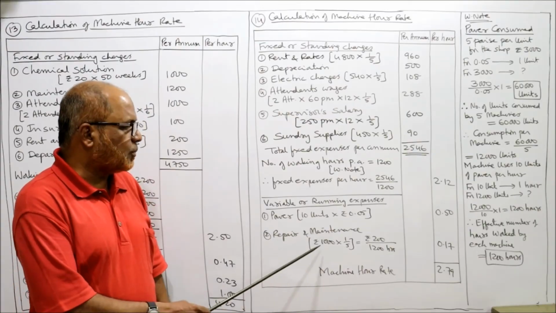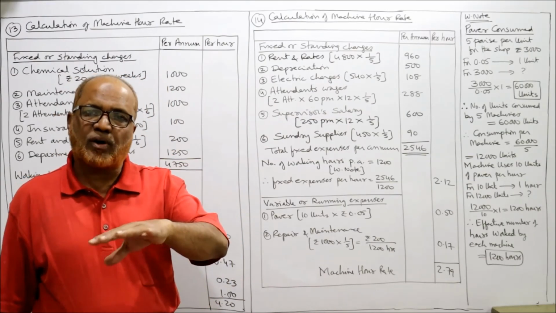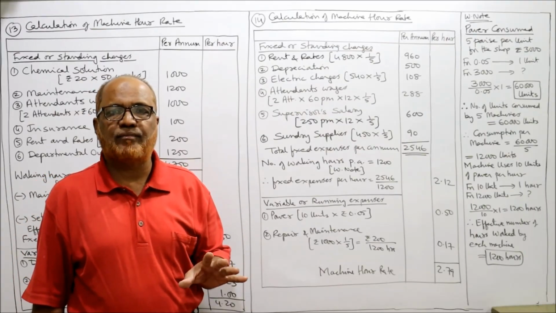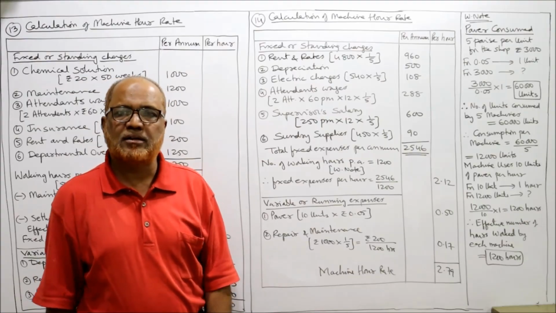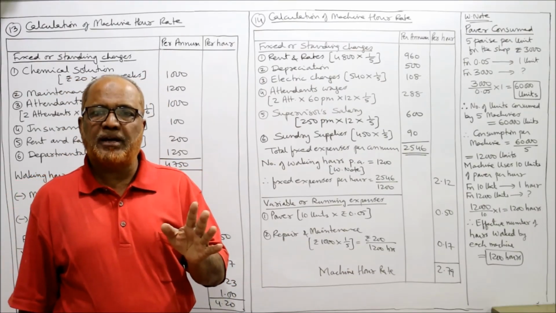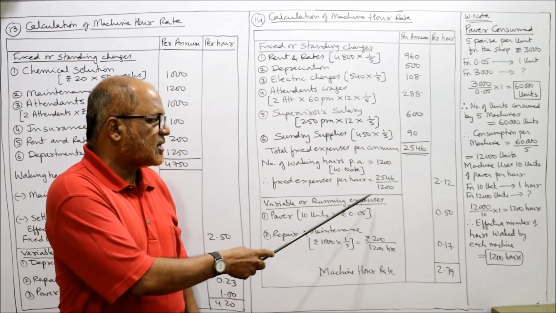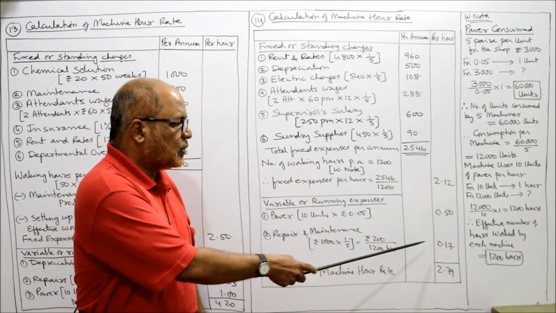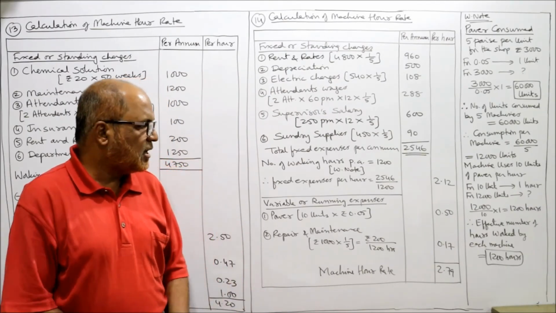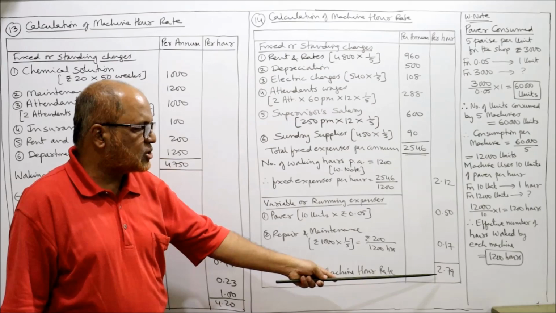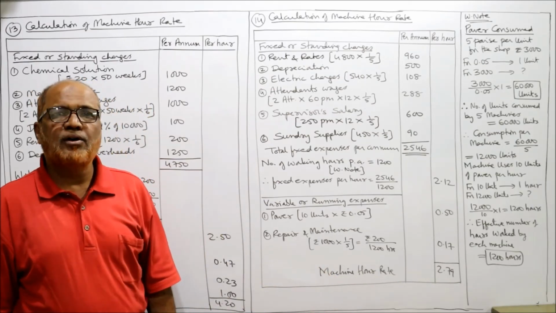Repair and maintenance, rupees 1000 into 1 by 5. 1000 rupees are the repair and maintenance for all the shop, for all the 5 machines. So for 1 machine, 1 by 5, it comes to 200. So 200 rupees is the repair and maintenance per machine for 1 year. So 1 year consists of how many working hours? 1200. So 200 divided by 1200, 0.17 is the per hour repair and maintenance charges. Now the total of the machine hour rate is 2.79. That's all. This is the end of problem number 14.